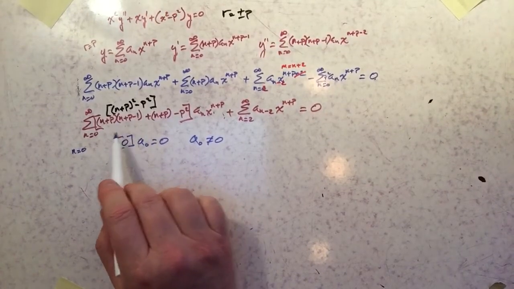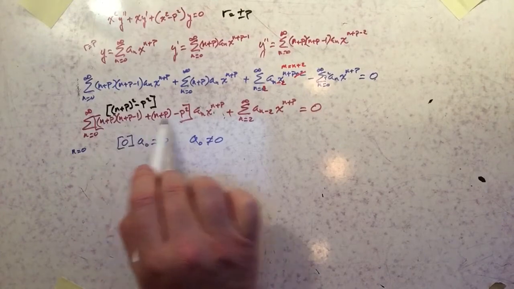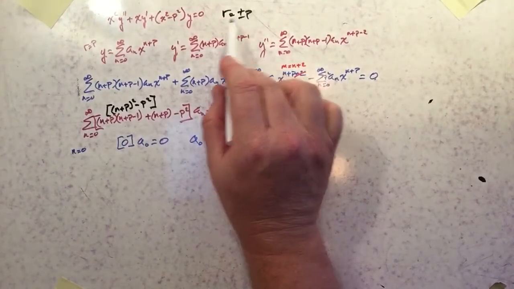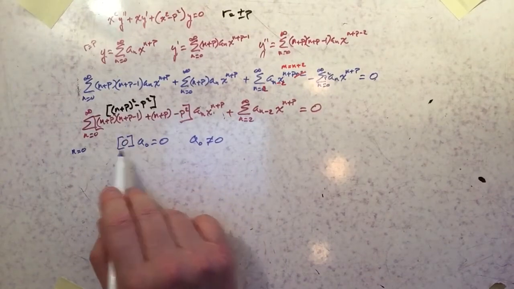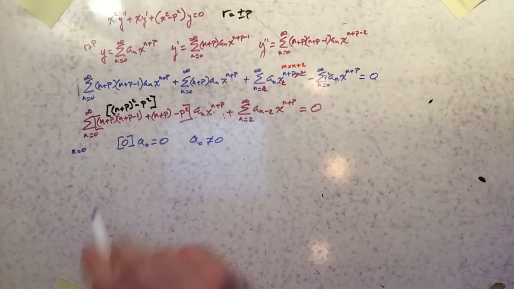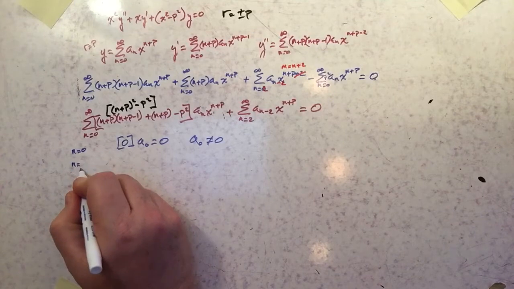Of course, we knew that would be the case because this is just the indicial equation, and we knew by picking r equals p that we'd be solving it. Okay, so that doesn't really give us useful information other than the fact that a naught is preserved. n equals 1.